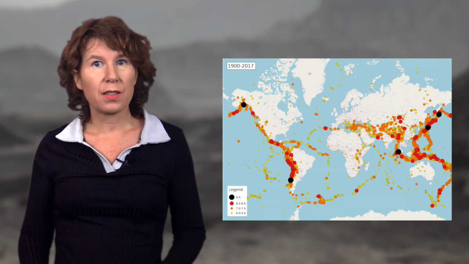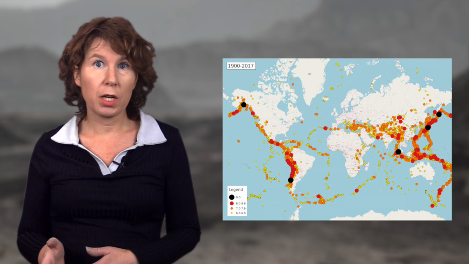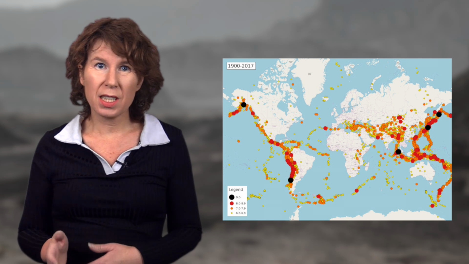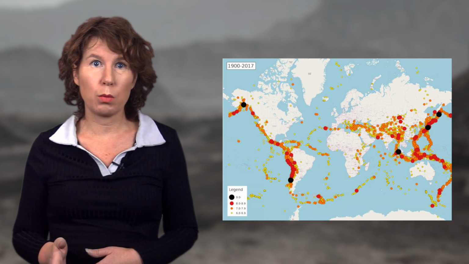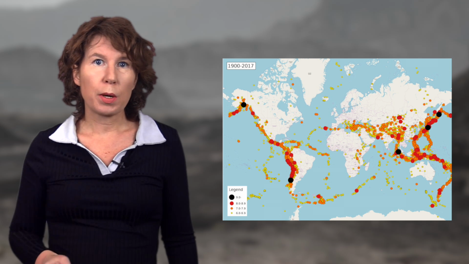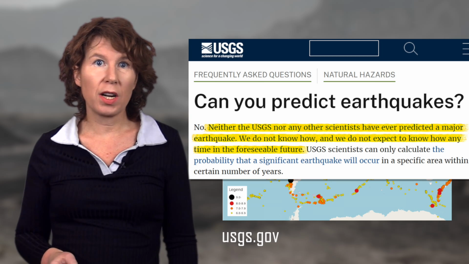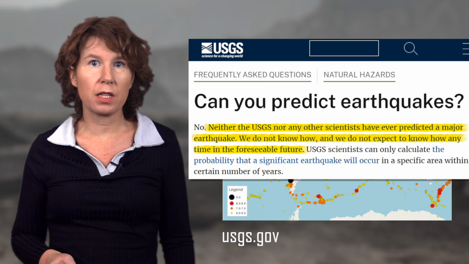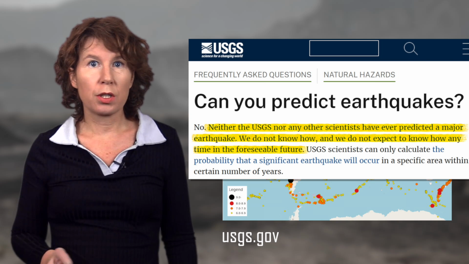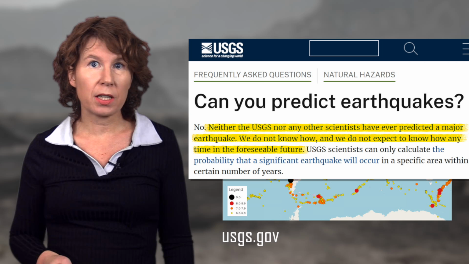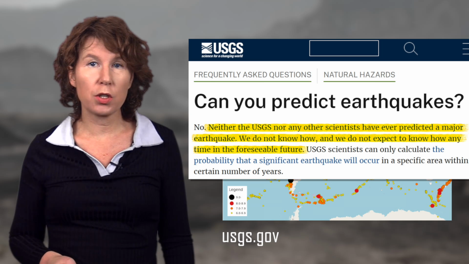In a nutshell, it's fairly easy to predict where big earthquakes are likely to happen, but difficult to predict when they will happen. According to the website of the US Geological Survey, neither the USGS nor any other scientists have ever predicted a major earthquake. We do not know how, and we do not expect to know how any time in the foreseeable future. Okay, so that's it. Thanks for watching.